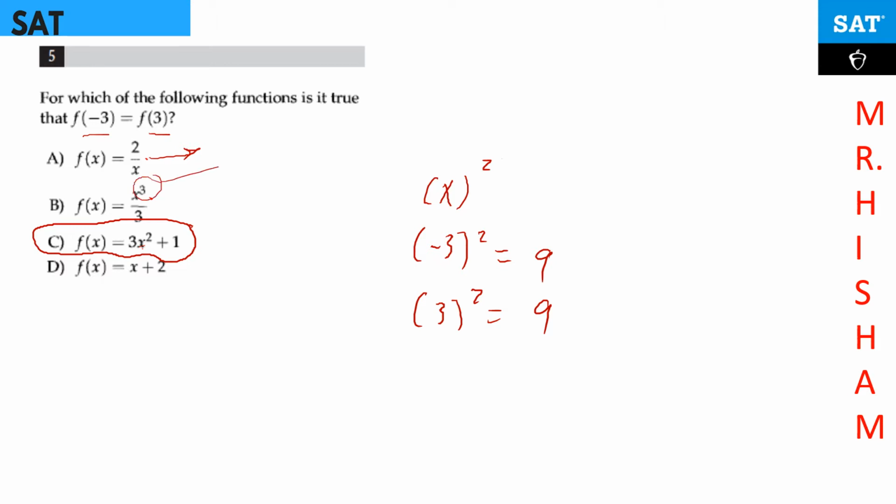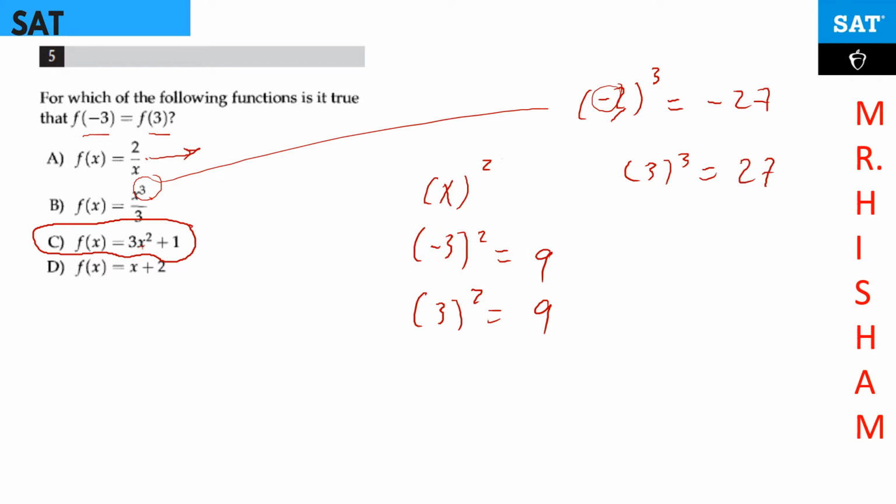For the cubic, if you put negative 3 to the power of 3 and 3 to the power of 3, the first one is negative so it will give you a negative answer, and the second one is positive so it will give you a positive answer. And the last one is a straight line, and you will never find two values on a straight line giving the same result. So directly, I'm looking for the second degree equations.